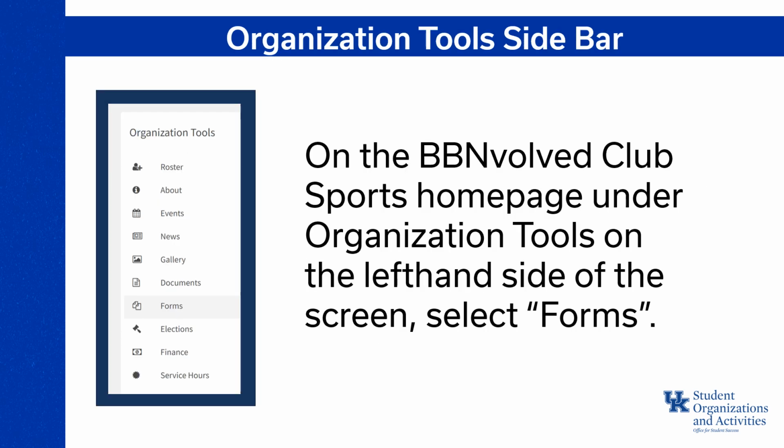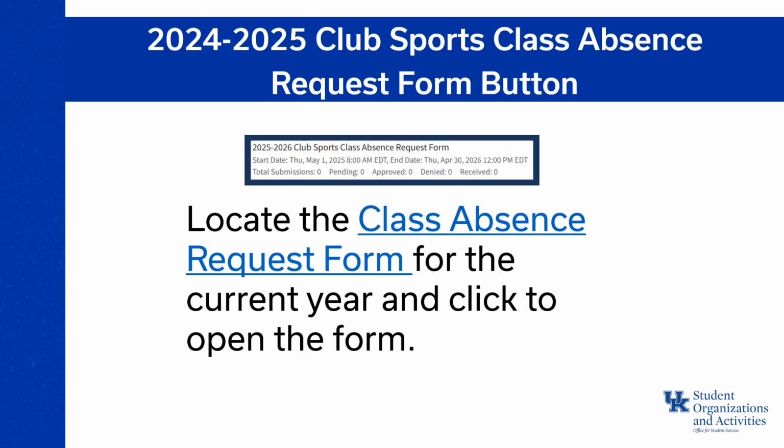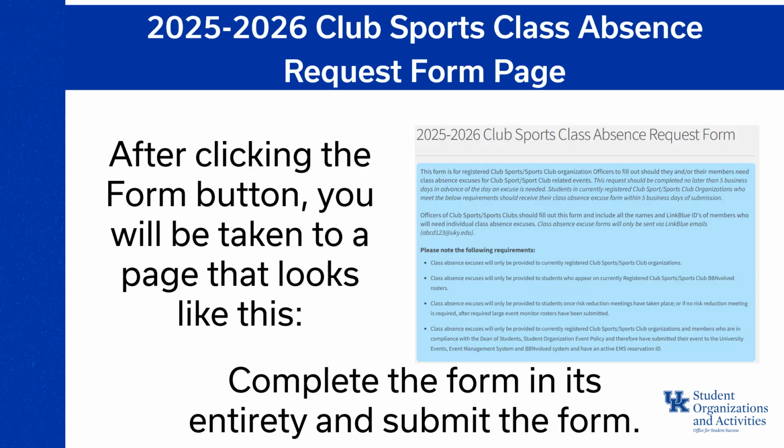To find the class absence request form, on the BB Involved Club Sports homepage under Organization Tools, on the left-hand side of the screen, select Forms. Once you have selected Forms, locate the Class Absence Request form for the current year, 2024-2025, and click to open the form. After you click the form button, you will be taken to a page that looks like this. Complete the form in its entirety and then submit the form.